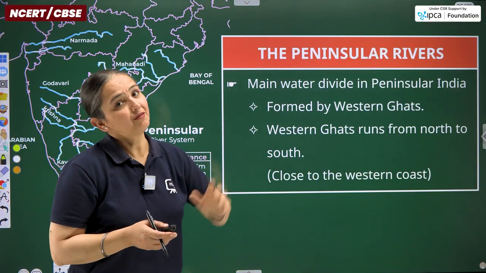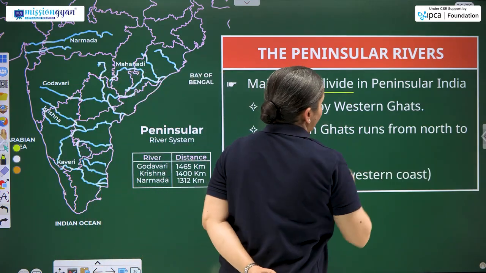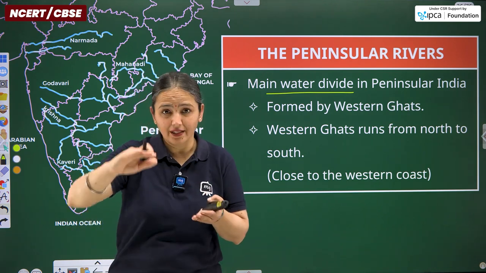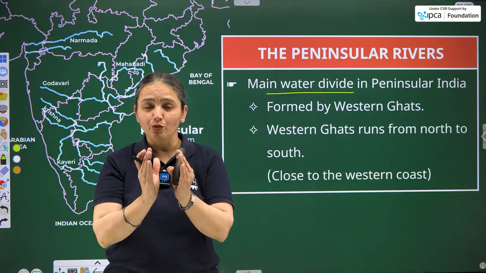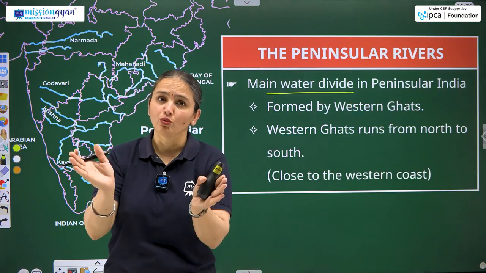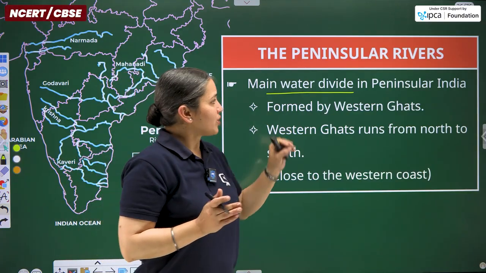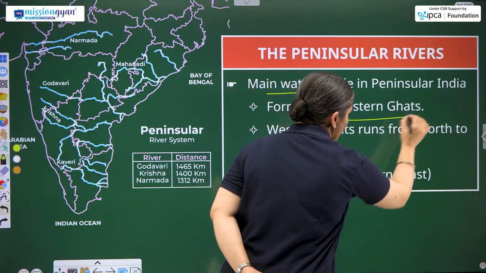Here is the first slide: The peninsular rivers. Main water divide in peninsula. Water divide, I hope you remember, is where an elevated upland divides the flow of any water body, splitting it into two. That is called a water divide. So the main water divide in peninsular India is formed by the Western Ghats.